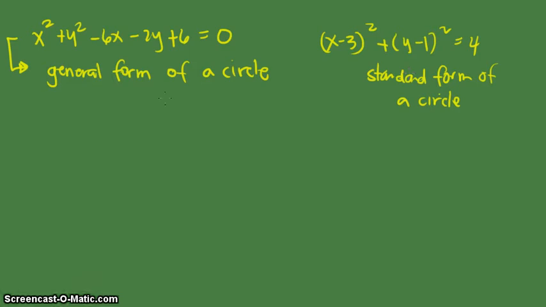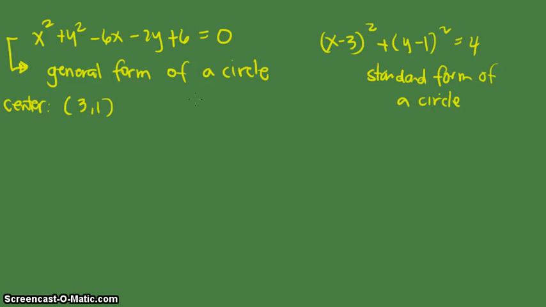For the general form, or general equation of a circle, we came up with a technique to get the center, and that is by dividing the coefficient of x by negative 2, and the coefficient of y by negative 2. That is how we got 3 and 1 as the center of this circle.